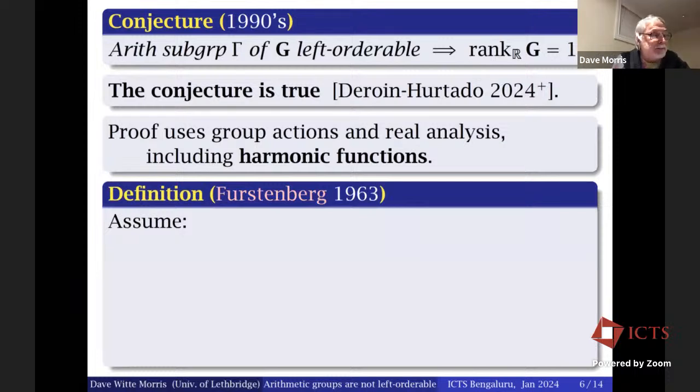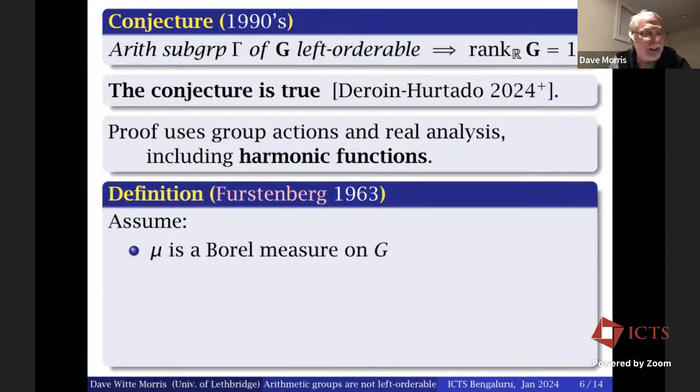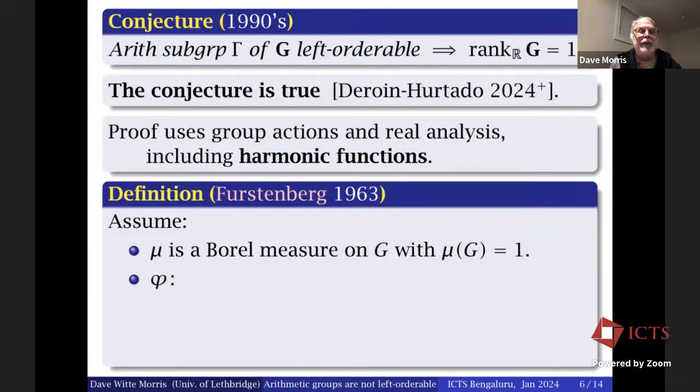So let's assume we've got some Lie group G. It could be an arithmetic subgroup Gamma of G, but it doesn't really matter. Let's assume that mu is a Borel measure on G, and also that it's a probability measure, so the total mass is 1. The way to think about this, usually you just take something like Lebesgue measure on a ball. That's the kind of thing that mu is. Mu is not the Haar measure on all of G. It's some compactly supported small measure.